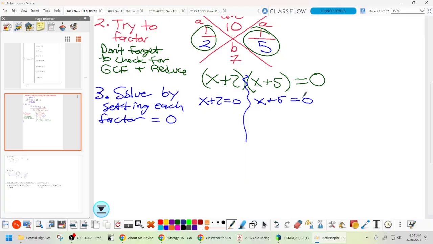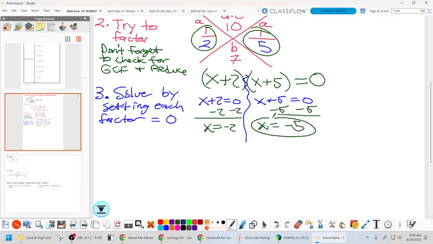So in this case, subtract to get the variable by itself. Minus 2, minus 5. And often you'll be able to look at these and know exactly what it is. Like looking at this, we know it's going to be negative 2. And then over here, it's going to be negative 5. So there's our 2 solutions for that.